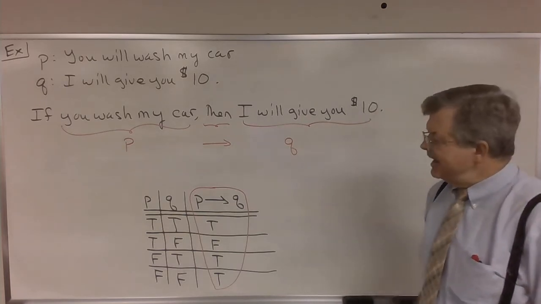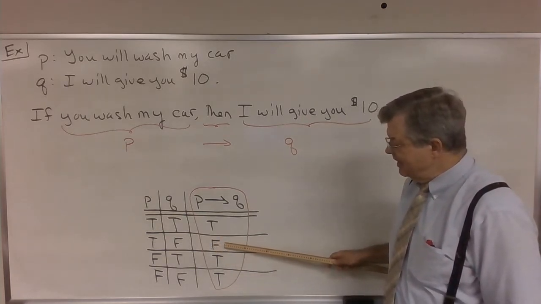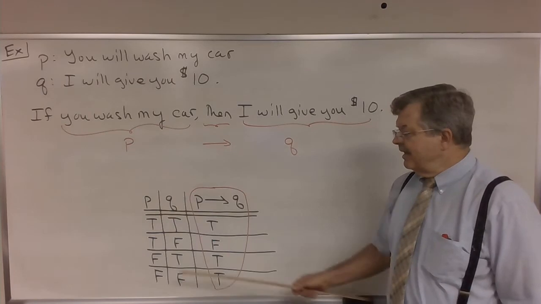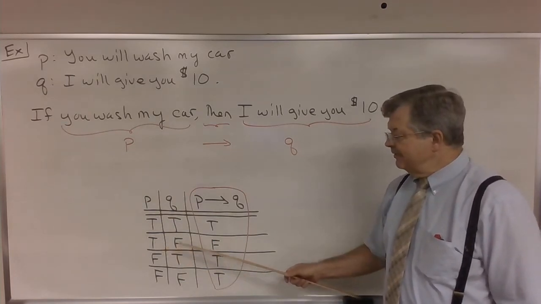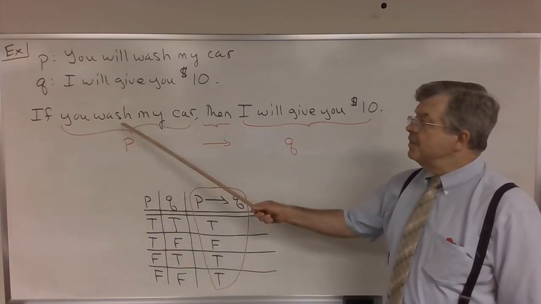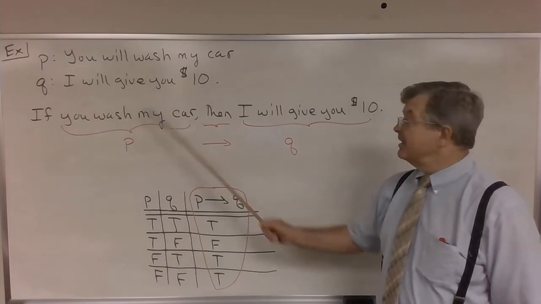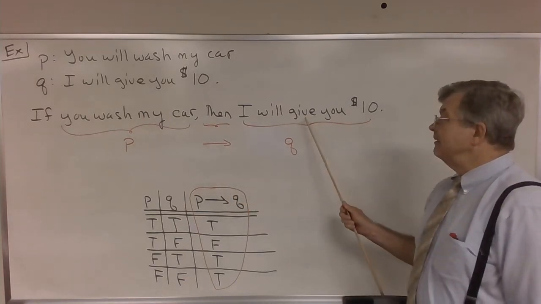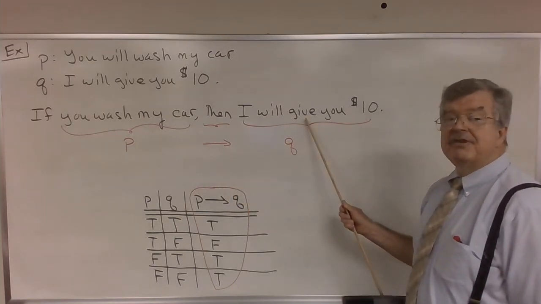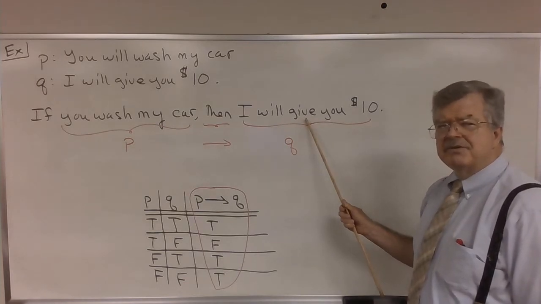Now let's look at the next scenario right here. P is true, Q is false. You wash my car, but this is false. It turns out I don't give you $10.